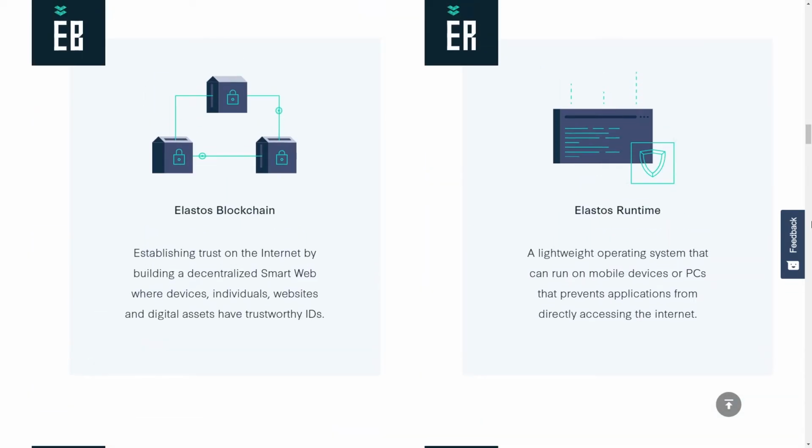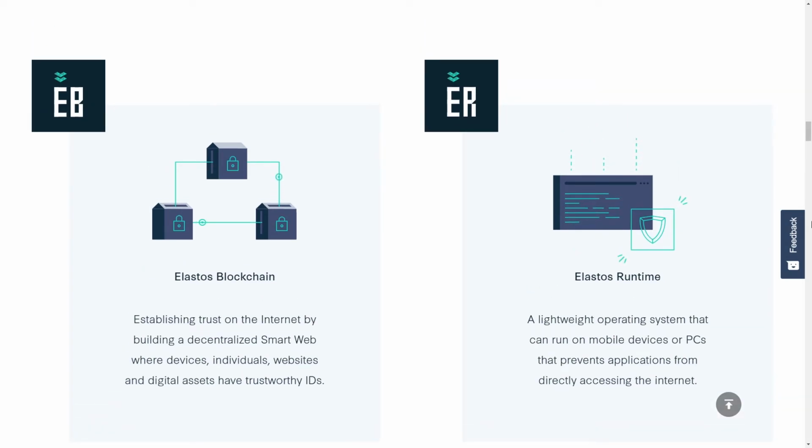The most pivotal part of the Smart Web, in my opinion at least, is the Elastos runtime. In my in-depth video, I will go over and explain the other three pillars. The Elastos runtime, like I was just discussing, prevents your applications from accessing the internet, and that keeps you from running into malicious data, malicious hackers, malicious entities. So remember this. This is probably the most pivotal aspect of Elastos, because they do stress security a lot.